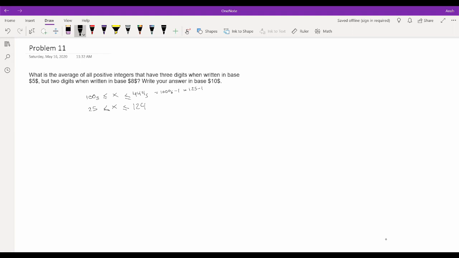So we also get another restriction based on base 8. It has to be 2 digits in base 8. So we can write this as 10 base 8 less than or equal to x less than or equal to 77 base 8. And this is equal to just 8 is less than or equal to x, which is less than or equal to 63.